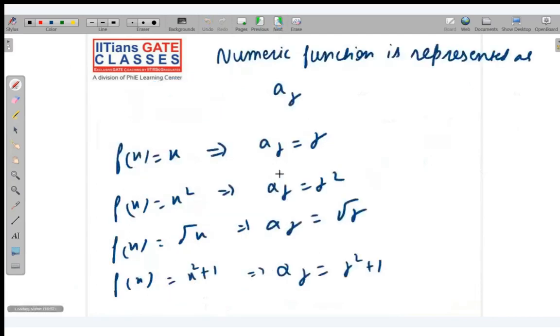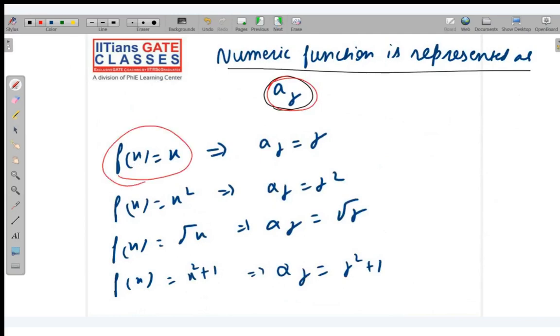So this is all about numeric functions. Now see the representation. A numeric function is represented as a_r. For example, if I say f(x) = x, this will be represented as a_r = r. f(x) = x square, you will say a_r = r square. So you just simply note down this thing. It is just a representation.